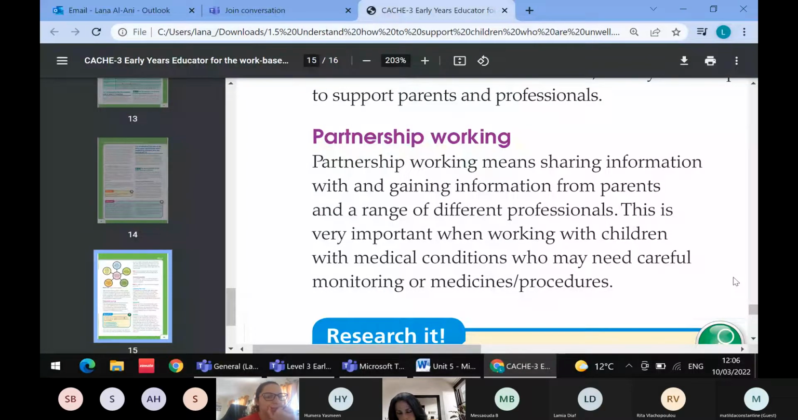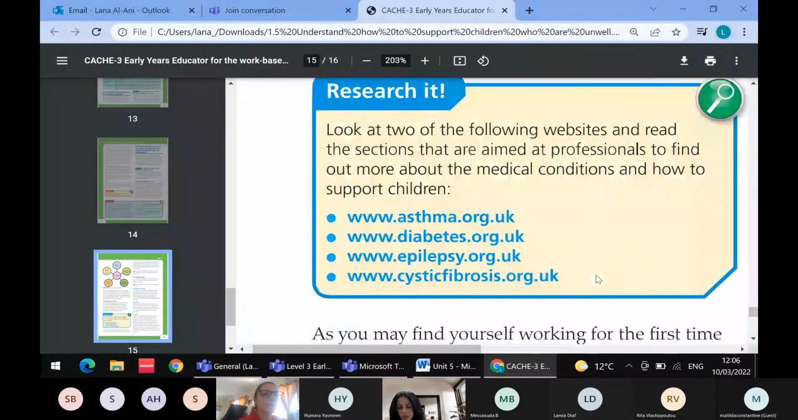Very good. So you need to work in partnership with their families and with the professionals, just to get more information about the illness. It is very important because you work with children. You need to know their medical condition. You need to be very careful when you monitor them. So it's better to work in partnership with the professionals so you can get lots of information, and also with their families.